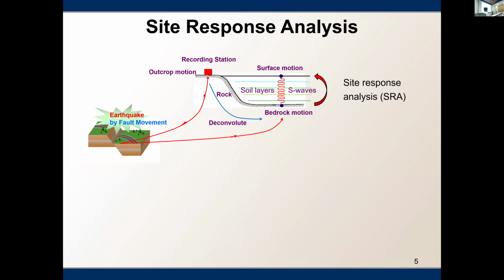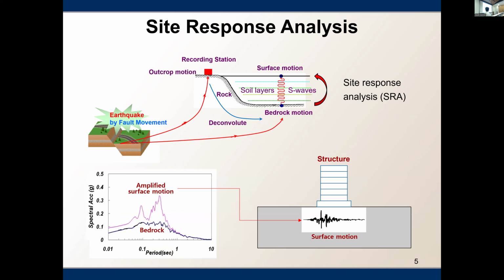So site response analysis is basically a numerical procedure which takes the bedrock motion and propagates this motion in the form of shear waves through the soil layers, considering their properties, and then gets the surface motion. Usually the surface motions are amplified because the soils are much softer than the rock, right? This is the case when the damping is very low. And we use this amplified surface motion as an input to design our structures.